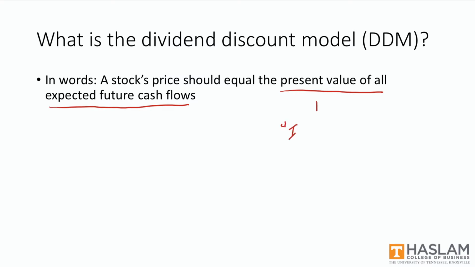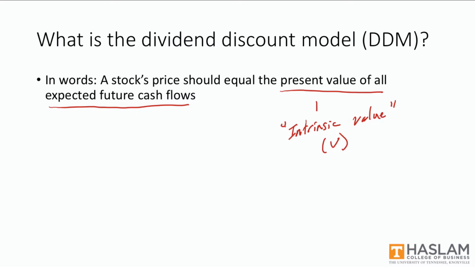We're going to call this term the stock's intrinsic value, and we will label that with V. This is essentially how much the stock should be worth given current information.